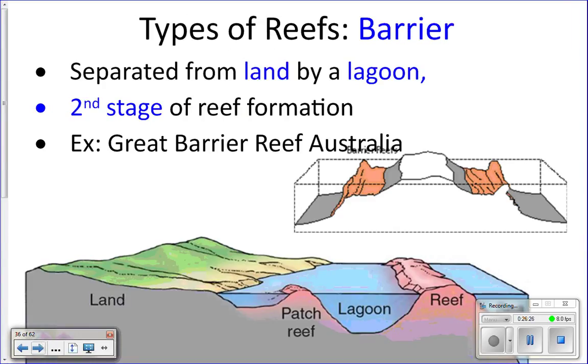Okay. Second type of reef is a barrier reef. The barrier reef is separated from the land by a lagoon, and it has a back reef. It is also considered to be the second stage of reef formation. Again, I'll explain what that means. And an example, obviously, is the Great Barrier Reef in Australia. The biggest one. Coolest one.